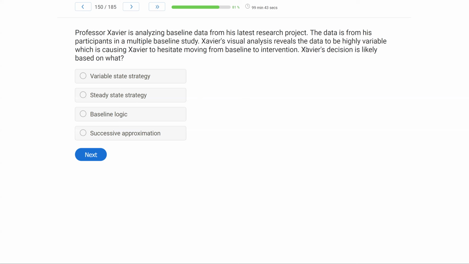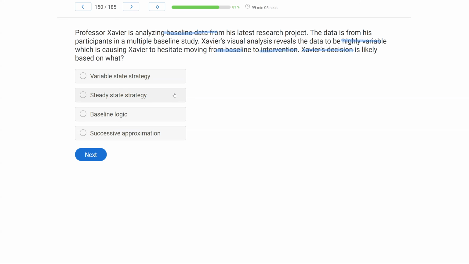Let's think about this. We're looking at Xavier's decision, and what is he basing his decision on? We know he's analyzing baseline data, and the data is highly variable, so he doesn't want to move from baseline to intervention. What strategy or what concept would Professor Xavier be making that decision on? What would that be called? A variable state strategy. Well, the data are variable, but it is not a variable state strategy that Xavier is using. He's using what we would consider a steady state strategy.